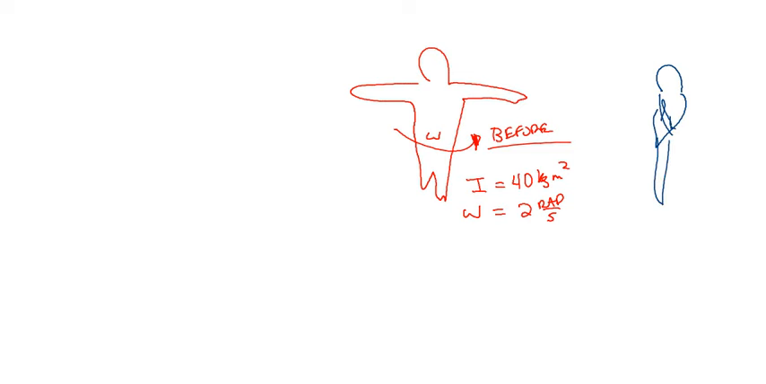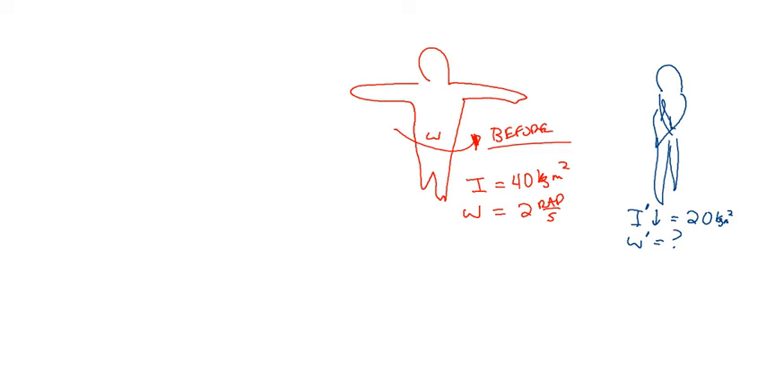You can see that her mass is closer in. That means that it's easier to spin. When it's closer to the axis of rotation, it's easier to spin. My moment of inertia is going to go down, and so I'll call this I prime. I'm just going to make up a number here. Let's say that it goes down to 20 kilogram meter squared. I'd like to know what her final angular velocity is.